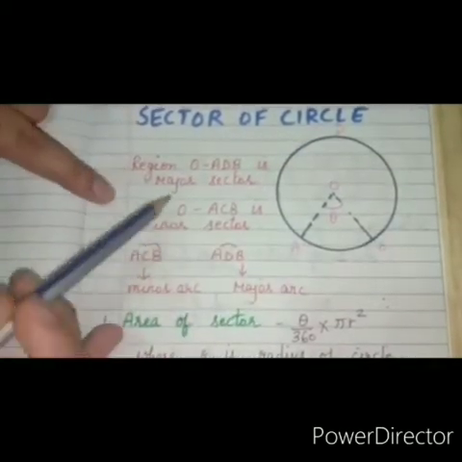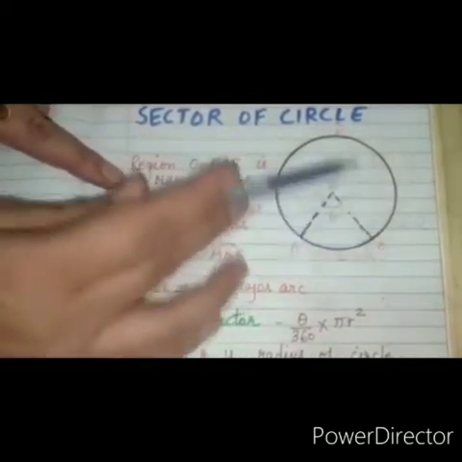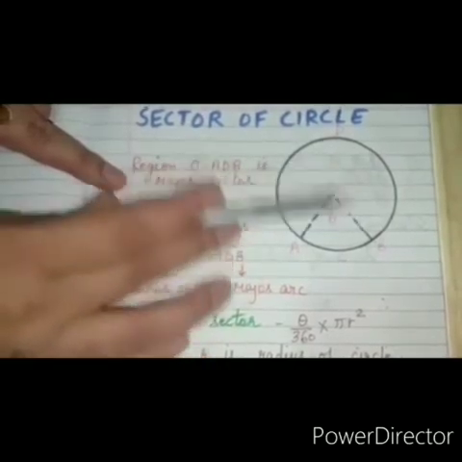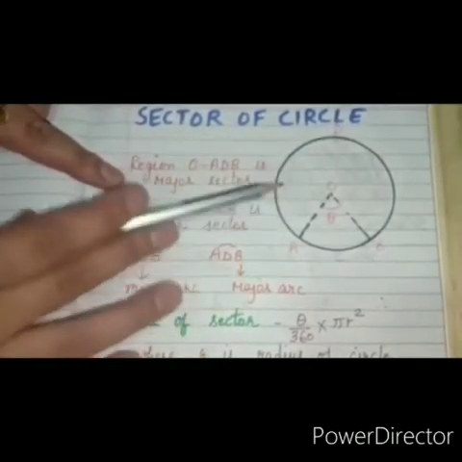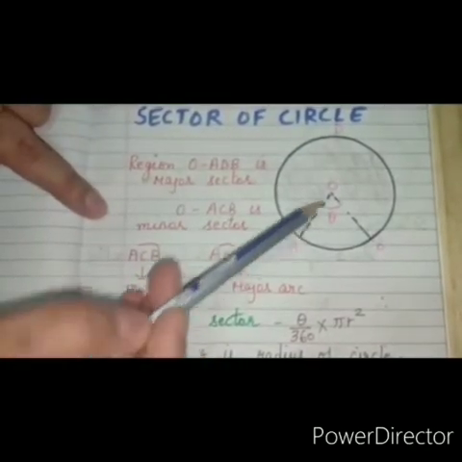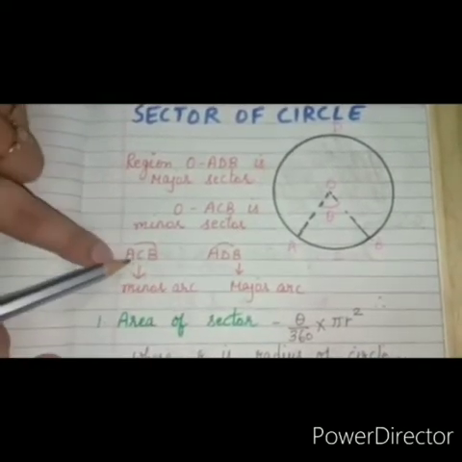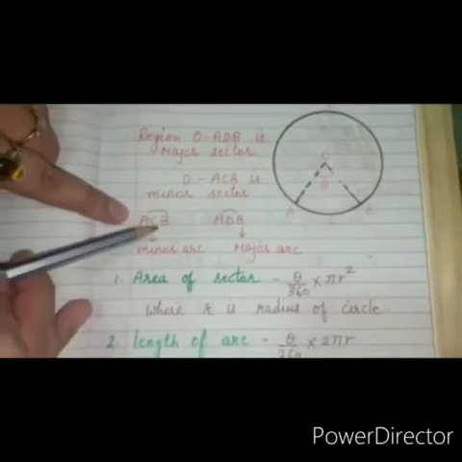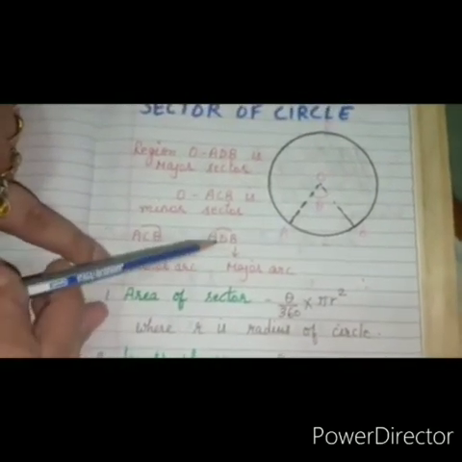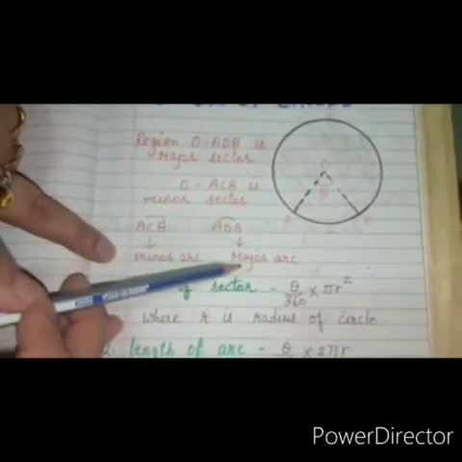OADB is called the major sector. This is the major sector, right? And this OACB is called the minor sector. And this is the symbol of arc. ACB is called the minor arc. ADB is called the major arc.